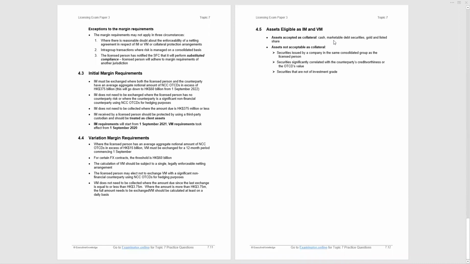Exceptions to the margin requirements. You don't have to put margin down in an over-the-counter derivative position. The margin requirements may not apply in 3 circumstances: where there is reasonable doubt about the enforceability of a netting agreement in respect of initial margin or variation margin, or collateral protection arrangements; intra-group transactions within a group of companies where risk is managed on a consolidated basis. Thirdly, the licensed person has notified the SFC that it will perform substituted compliance.